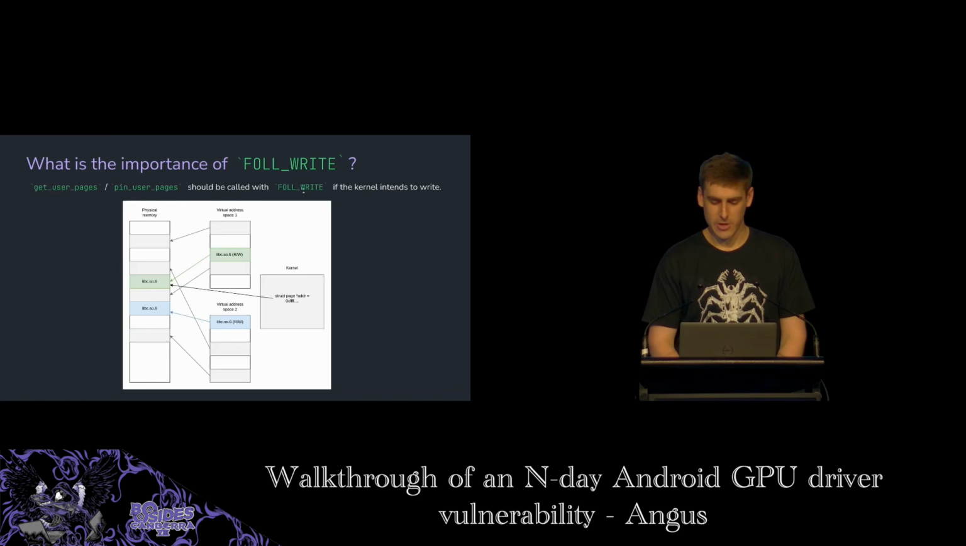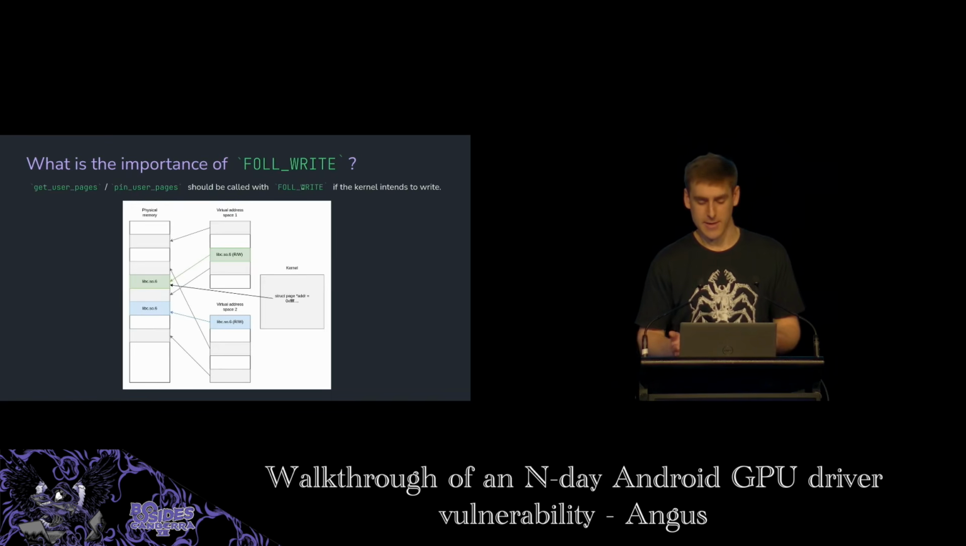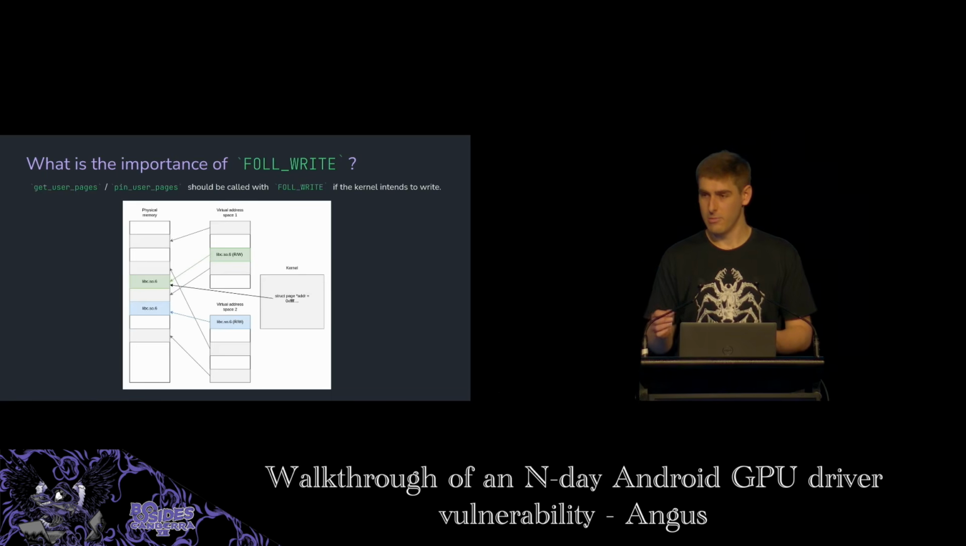So using full write maintains this core security guarantee that if the kernel or user space wants to write to a shared mapping, that needs to be duplicated so that no two processes are writing to shared memory.